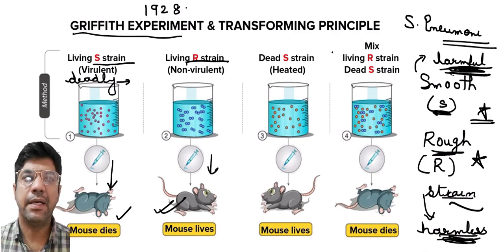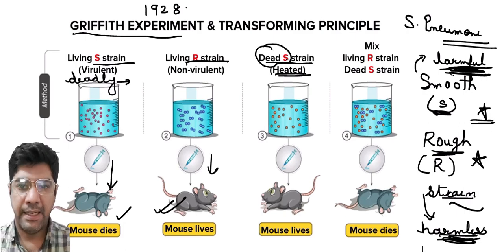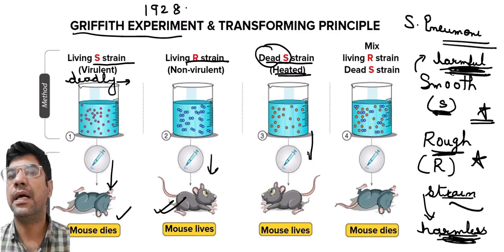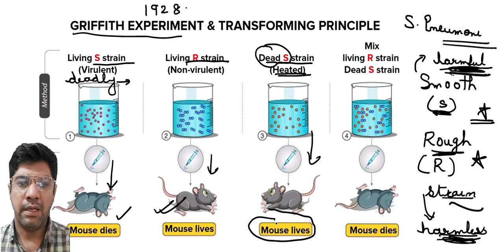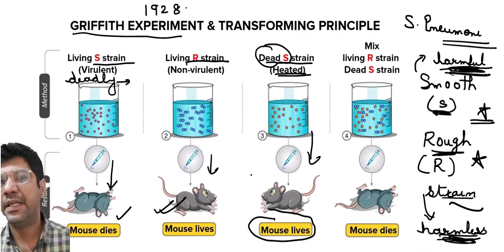Now in experiment 3, Griffith killed the S bacteria by heating them, making them non-viable. He then injected these heat-killed S bacteria into the mice. So the mice here lived healthy and did not die.